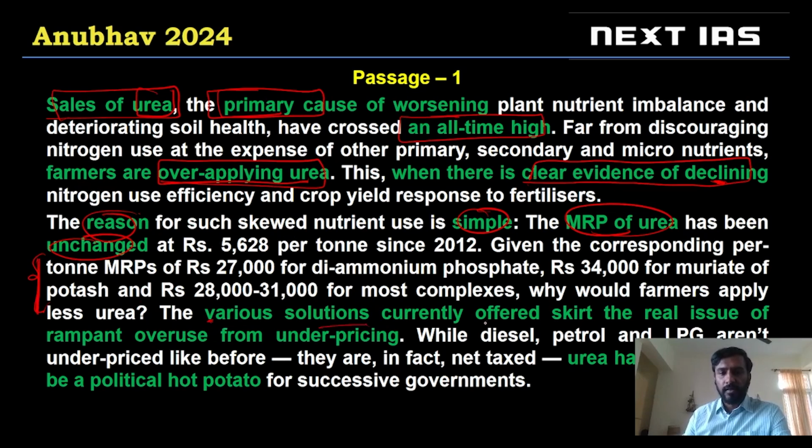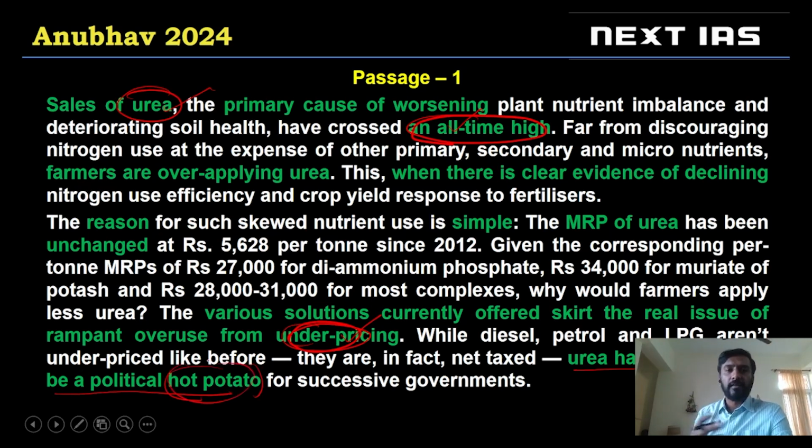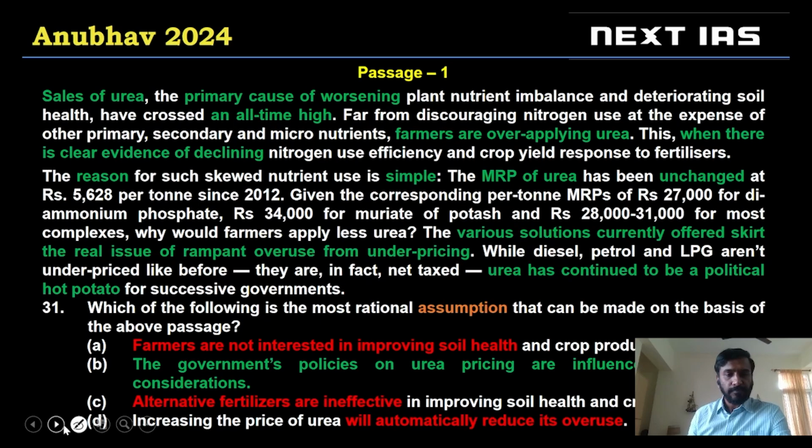Various solutions currently offered skirt the real issue, which is overuse from underpricing. So the author's argument is simple: why is urea at an all-time high usage? Because of underpricing. Why is there underpricing? Urea has continued to be a political hot potato, meaning no one wants to handle this problem. They are just transferring the problem to other people. So urea has continued to be a political hot potato.